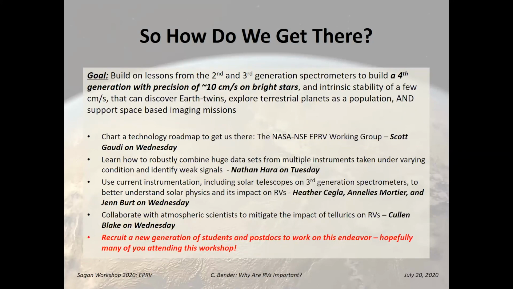So this is my final slide. How do we get there? Well, the goal, I think, is to build on the lessons of the second and third generation spectrometers, to build a fourth generation with precisions of 10 centimeters per second and intrinsic stability in the hardware at a centimeter per second. We want it to be able to discover Earth twins, explore terrestrial planets as a population, support space imaging missions. I see my light's gone red, which means I'm way over time.